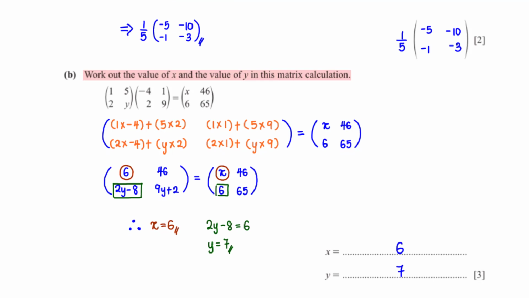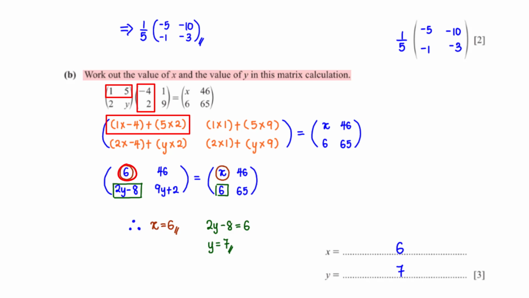Work out the value of x and the value of y in this matrix calculation. When two 2 by 2 matrices multiply, the resulting matrix would also be a 2 by 2 matrix. To get the number in this position, we multiply the elements in row 1 of the first matrix with the elements in column 1 of the second matrix.